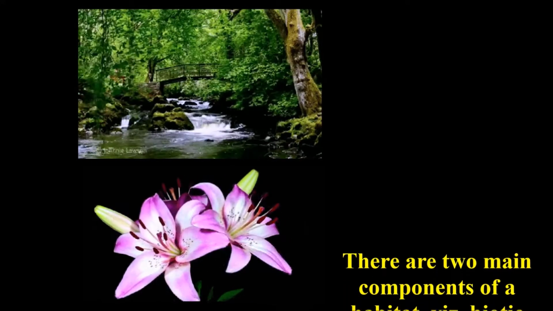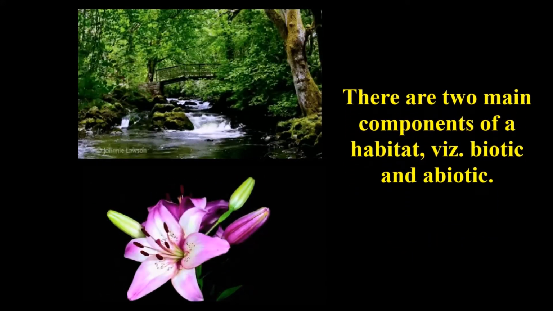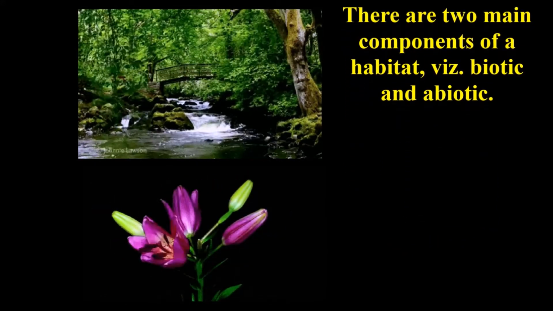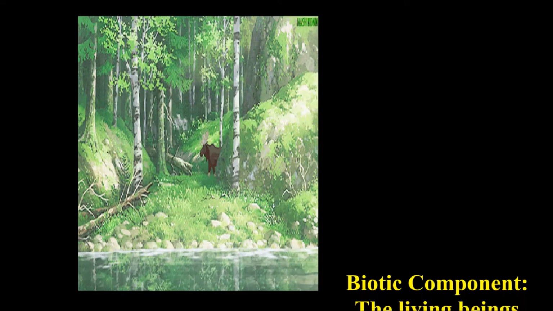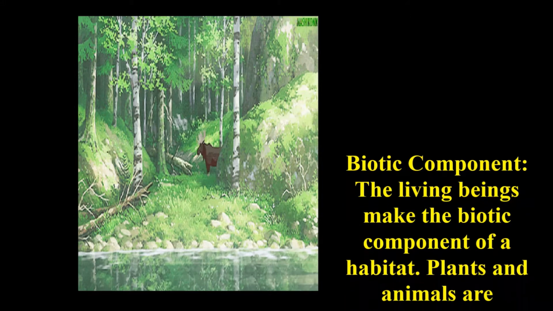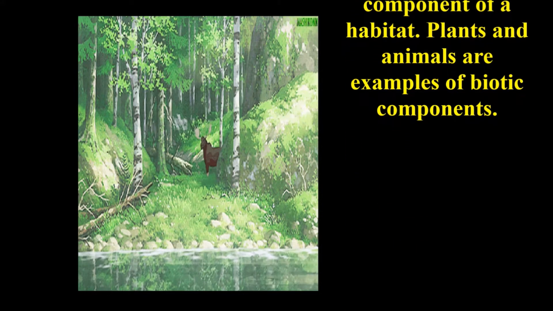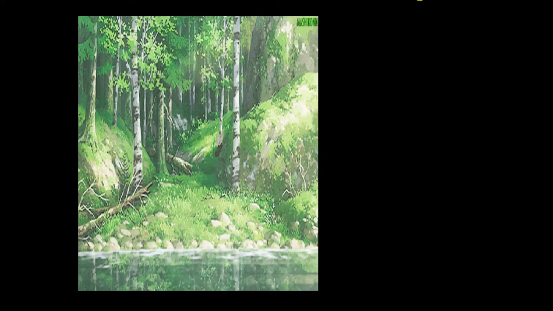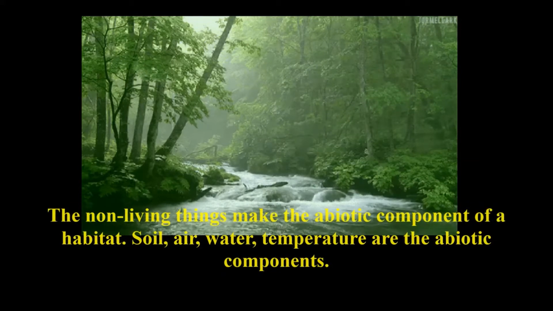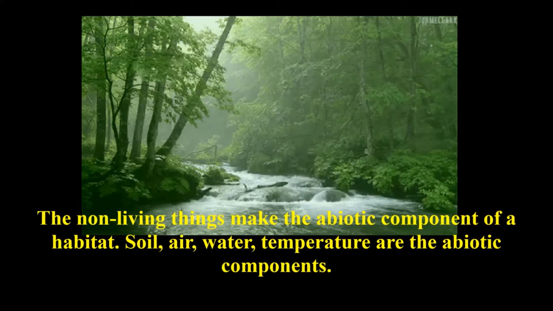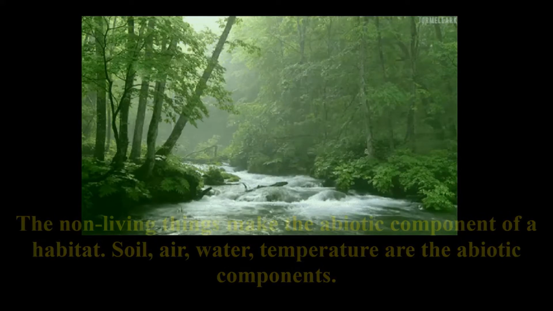Components of these habitats again come under two categories. There are two main components of these habitats and these are called biotic and abiotic. Biotic components. The living beings make the biotic components of the habitat. Plants and animals are the examples of biotic components. Abiotic components. The non-living things make the abiotic components of a habitat such as soil, air, water, temperature. These all come under the abiotic components.